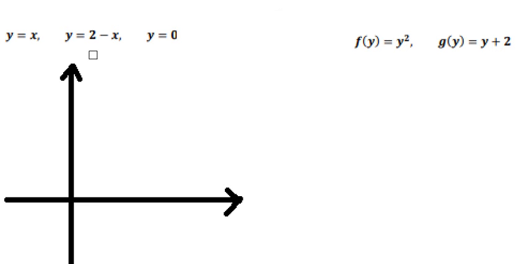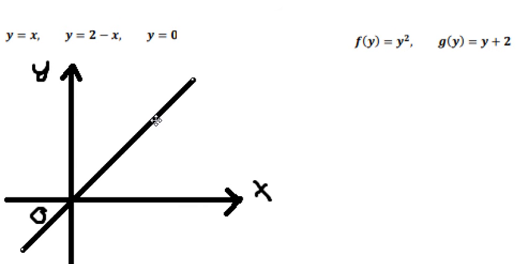So we have y, we have s and number 0 in here. Y equals s, the graph should be like this. Y equals 2 minus s, the graph should be like this. Y equals number 0, the graph should be like this. Now the area we need to calculate is this one, between the three lines in here.